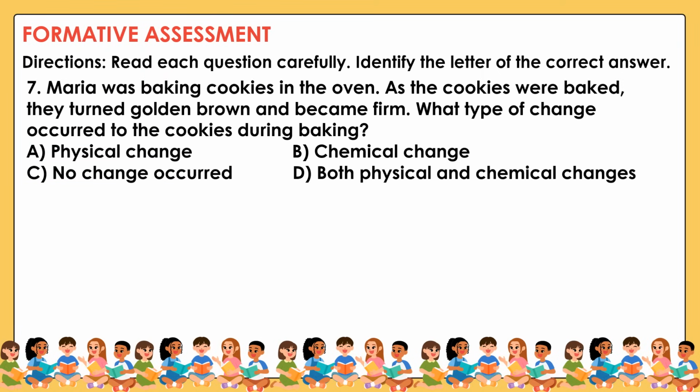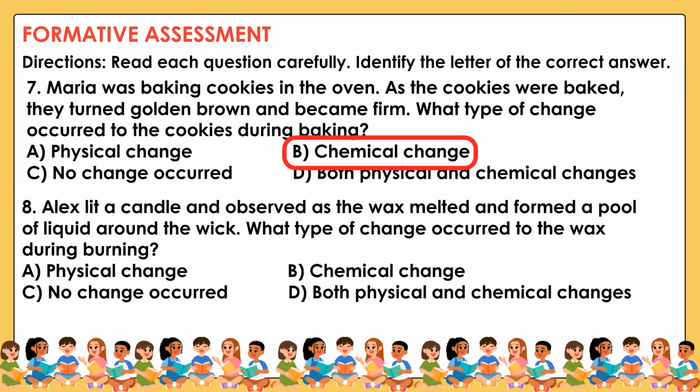Number 7. Maria was baking cookies in the oven. As the cookies were baked, they turned golden brown and became firm. What type of change occurred to the cookies during baking? A. Physical change, B. Chemical change, C. No change occurred, or D. Both physical and chemical changes. The correct answer is letter B. Chemical change.